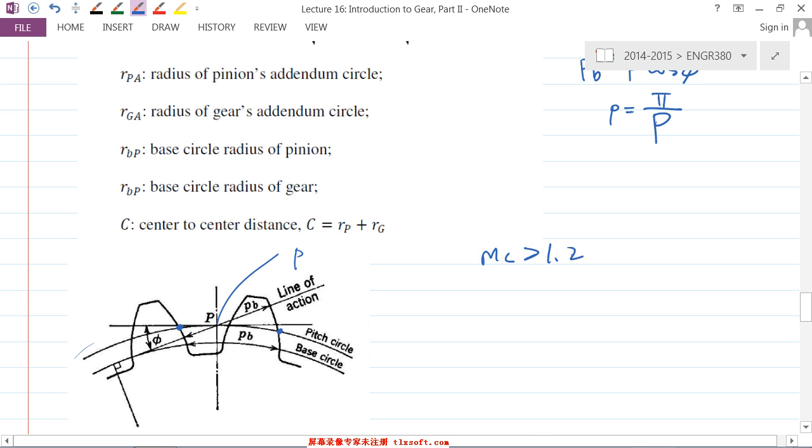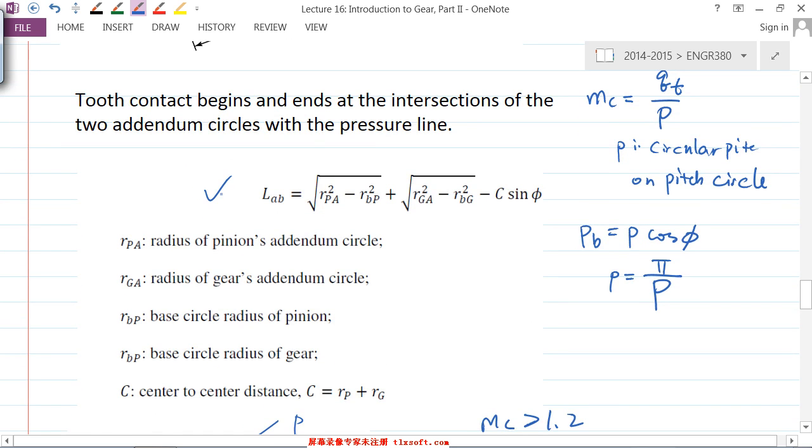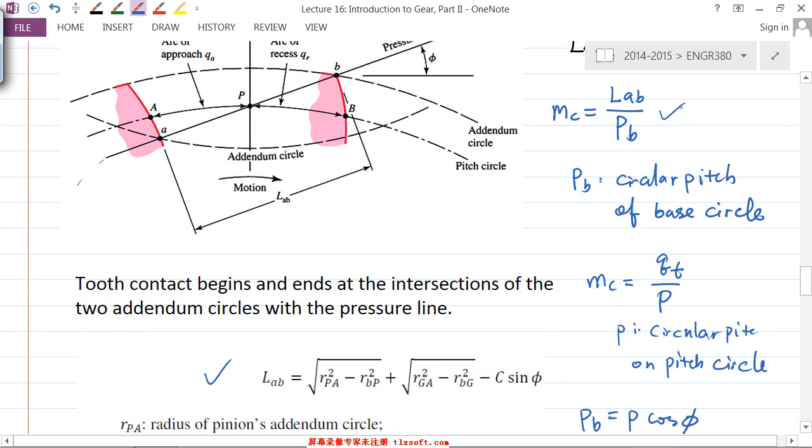So that's contact ratio. Any questions? My requirement for you is that you know how to calculate this, you know that you have to calculate this, and you know where the PB is from. That's enough.